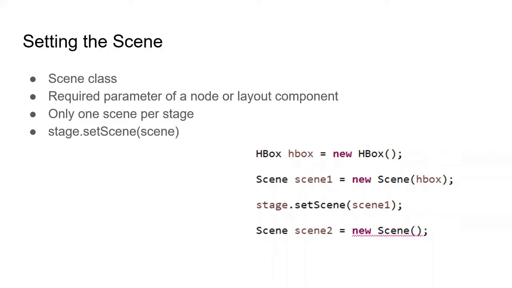So you can see here, we create a layout, which we'll go over later, and we make a new scene with it, and we set the scene to that new scene. But if you try to make scene2, which is the blank scene, we can't do that, and it will error out.